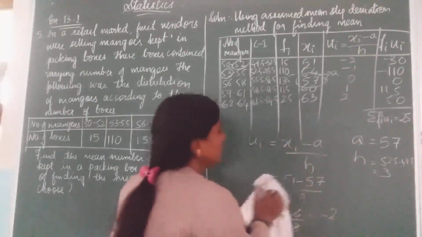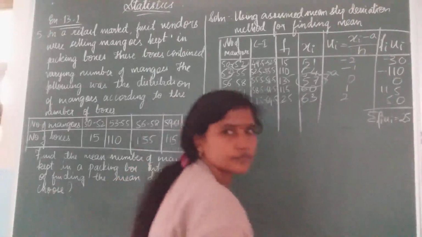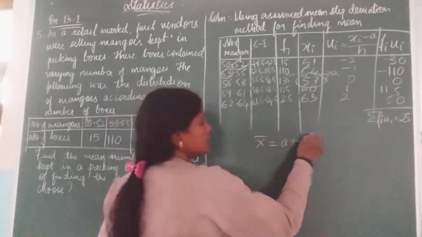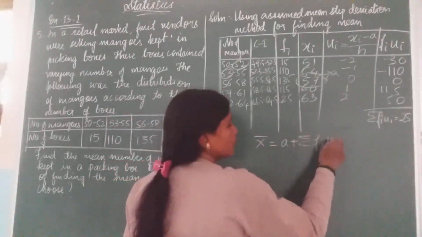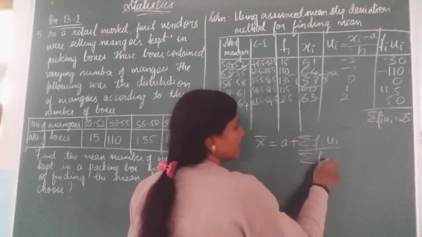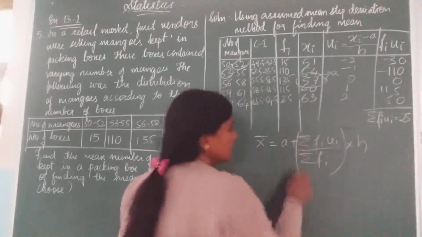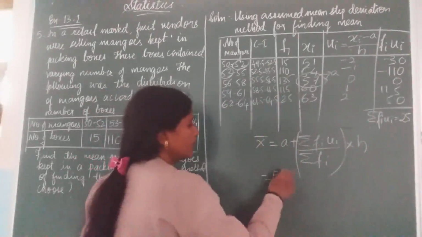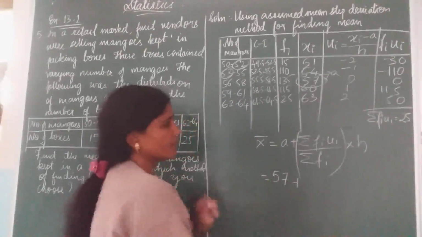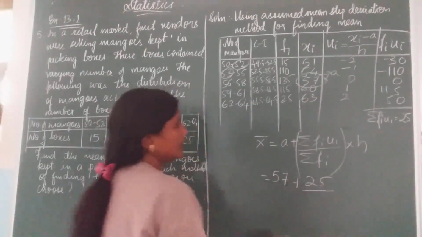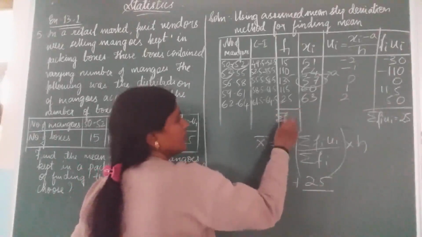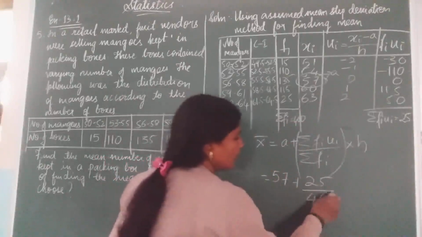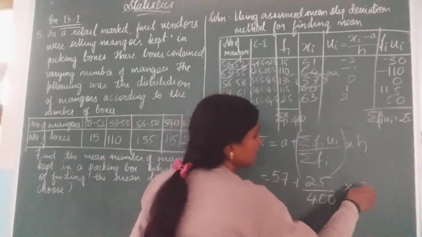So now go for the formula. The formula is nothing but mean is equal to A plus summation of Fi into Ui divided by summation of Fi into H. Okay, this is the formula. Now A, the assumed mean, I already told you, is 57, plus summation of Fi Ui, it is 25, divided by summation of Fi, that is nothing but 400, into class size, which is nothing but 3.